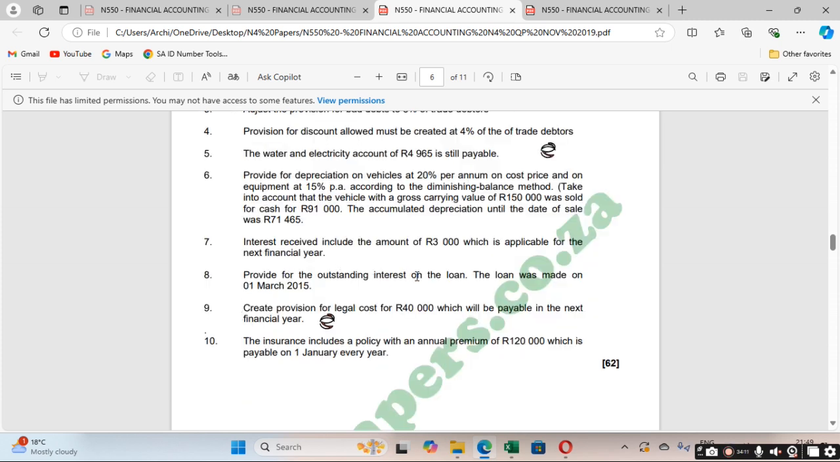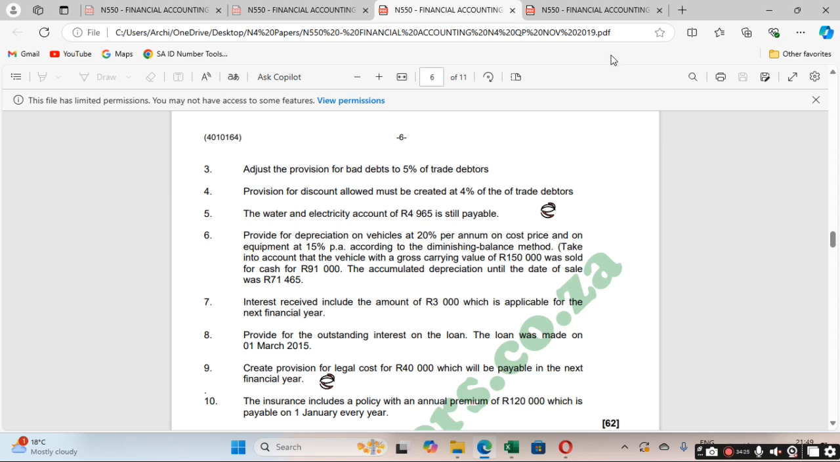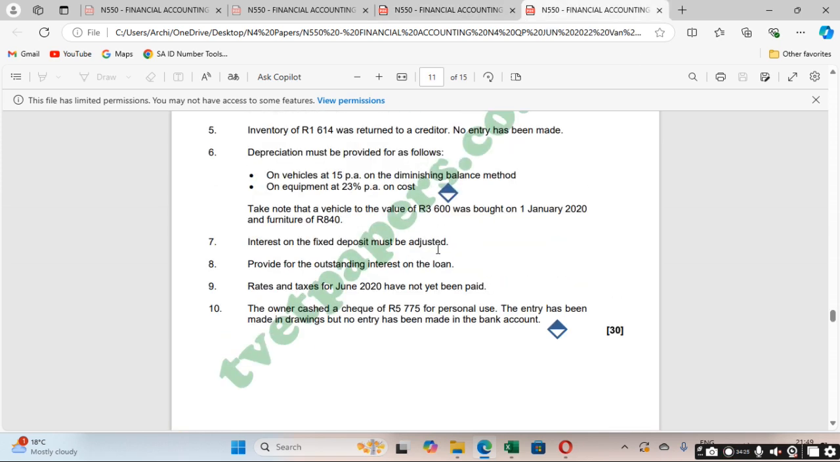Provide for the outstanding interest on loan. The loan was made on 1 March 2015. So this one is straightforward. You're going to say interest on loan, provide for outstanding. Same process as doing this interest on loan.